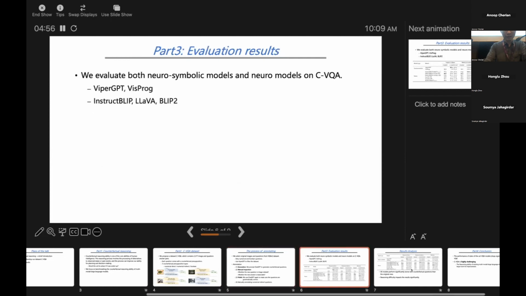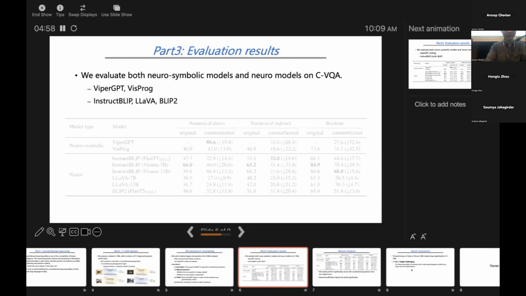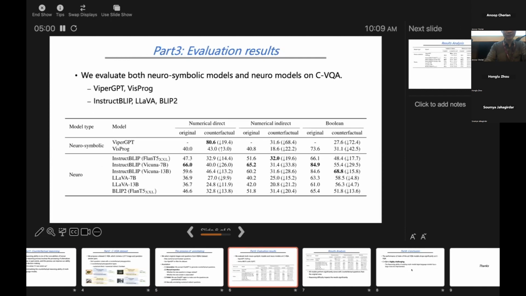Okay, so now let's look at the results. We mainly evaluated the most recent vision language models. There are neurosymbolic ones and neural ones. For the neurosymbolic ones, we evaluated Viper GPT and, with Proc, the best paper CPR. And also some neural ones, or say purely neural networks, like Instruct Blip, Blip2, and Lava. We also evaluated mini GPT-4, but the results were relatively weaker, so we didn't put it here.